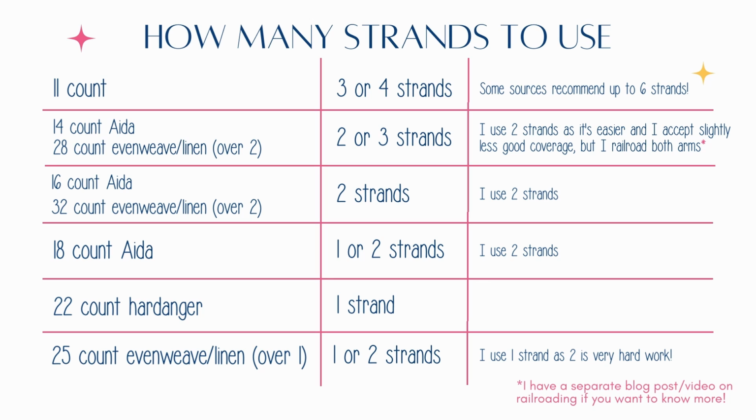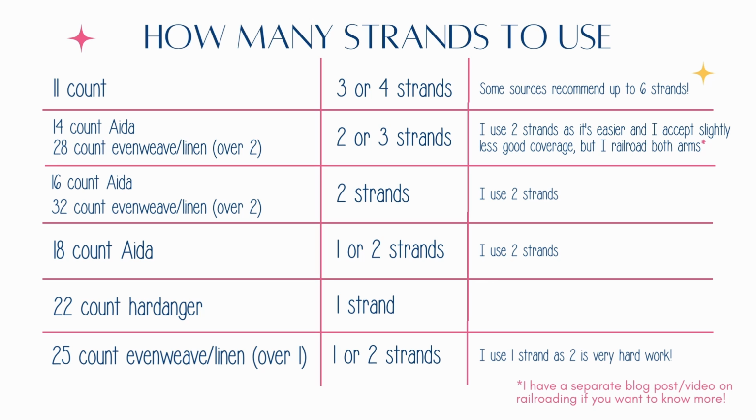For 16 count Aida or 32 count even weave or linen stitched over 2, the recommendation is 2 strands, and this is what I do. This also explains why these are my favourite counts of fabric to work with, because I don't have to think about how many strands I'm going to use. It's just always 2. The fabric coverage is great, the stitches look nicely dense, and it's not difficult at all to stitch with. So it's basically perfect.